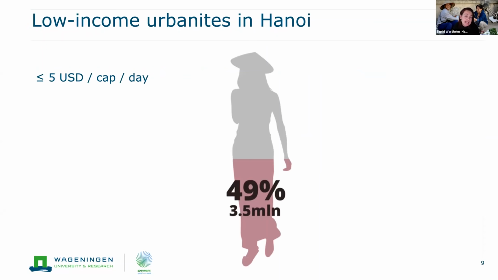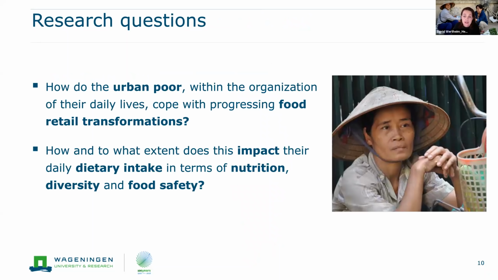Now, actually, it's nearly 50% of the urban population that can be considered low-income urbanites. These are data from a couple of years ago, but anyway, it indicates that it's a super large group. So it's very important to think about the consequences of this policy that drives this retail modernization for the dietary intake of these urban poor.